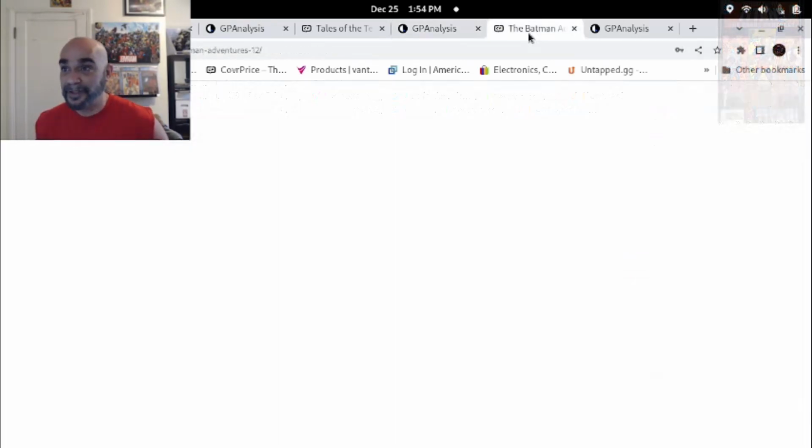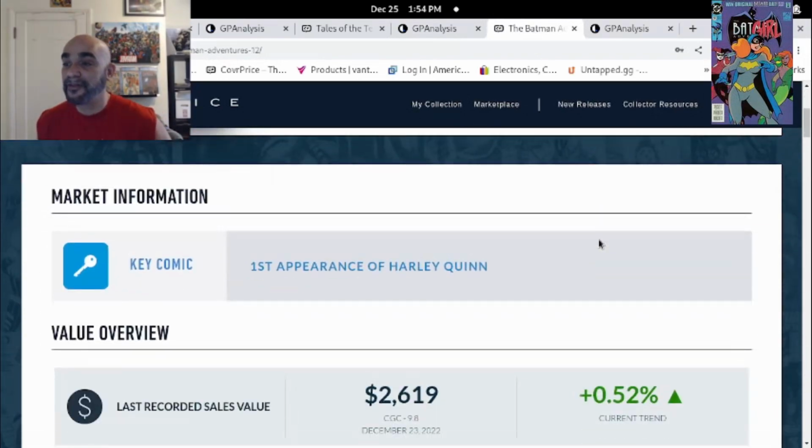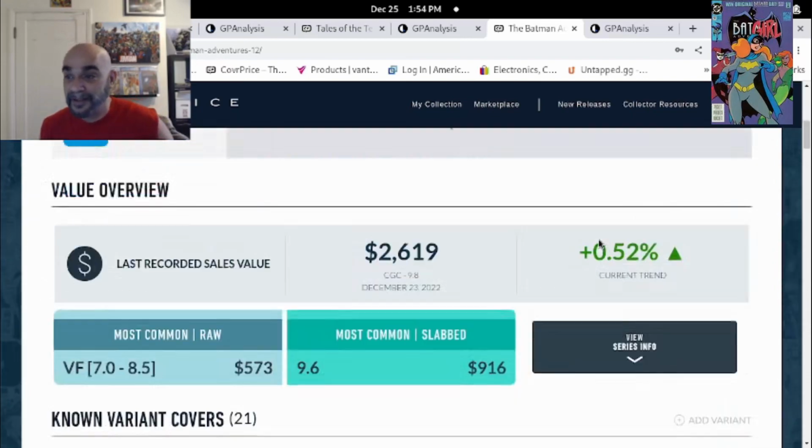And it's another DC book. That is Batman Adventures 12 from DC from 1993, and this is the very first appearance of Harley Quinn. Now, this is probably the most expensive of all three books that we have.